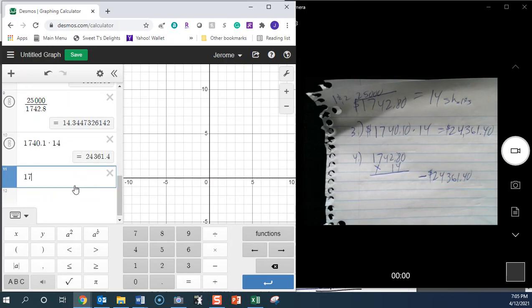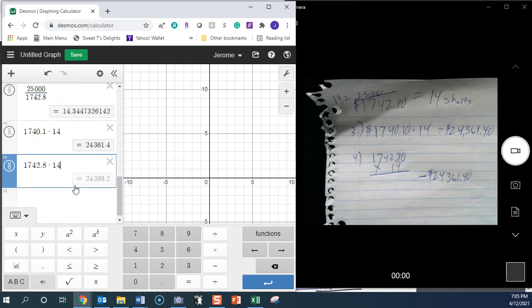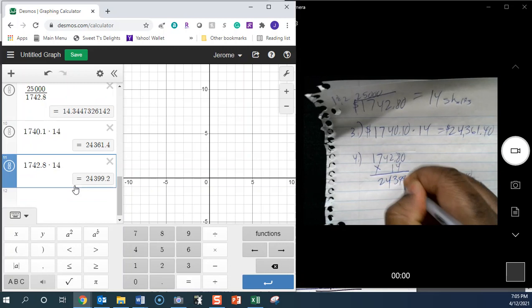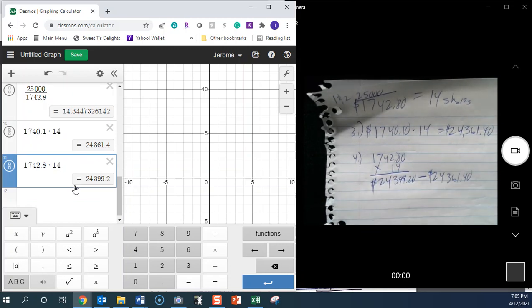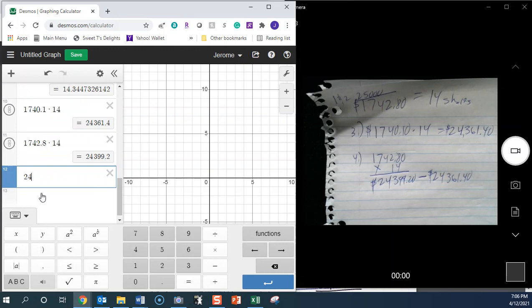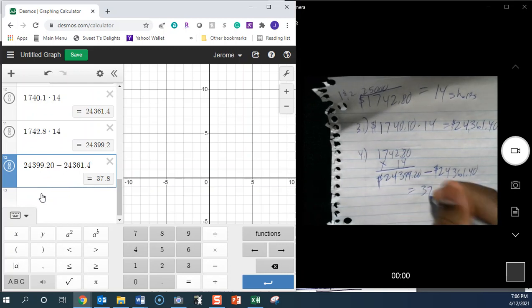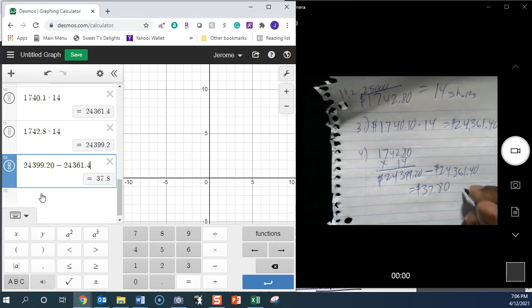So we have 1742.80 times 14. So you paid $24,399.20. $24,399.20 minus the $24,361.40. So that left $37.80. And that's how much you actually lost. This was a loss.